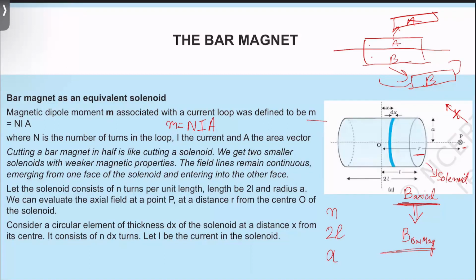Now we are going to consider a circular current element, like a disk of thickness dx, and this dx is at a distance x from the center of the solenoid. So the total number of turns for this element is n dx.